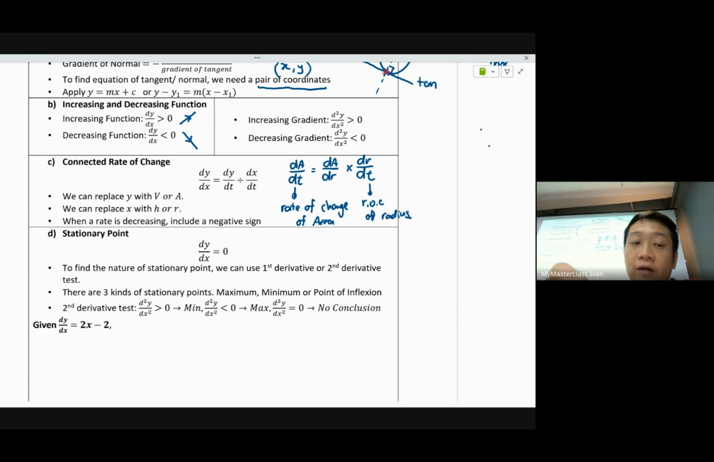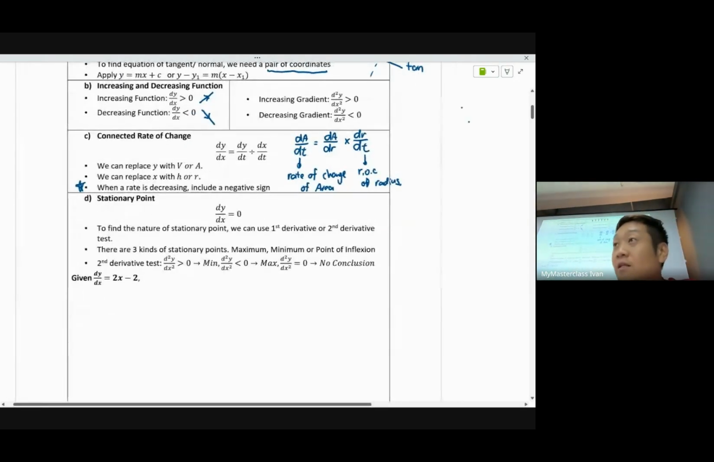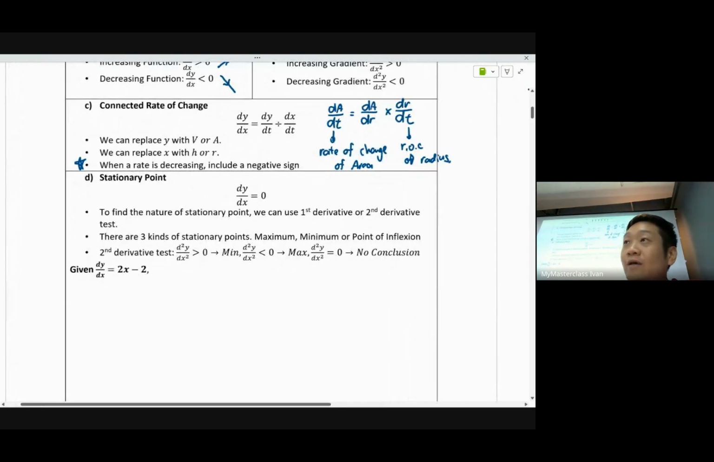Okay, when a rate is decreasing, put a star down there. Remember to include a negative sign. When do you know something is decreasing? The volume gets lesser, the area gets smaller. Okay, that is when you do decreasing. And of course, so differentiation, there will be about 2 to 3 questions in your final exam. Okay, that will come out.